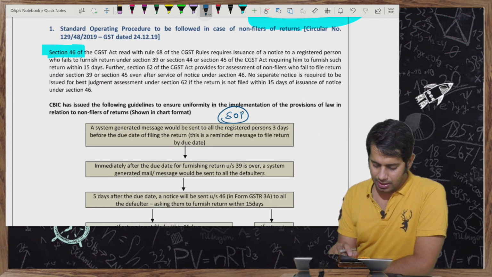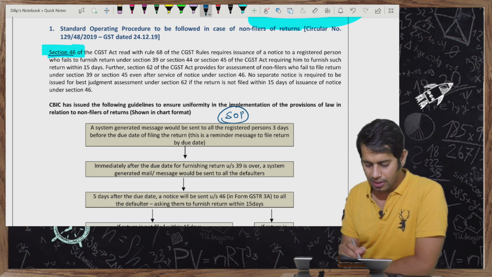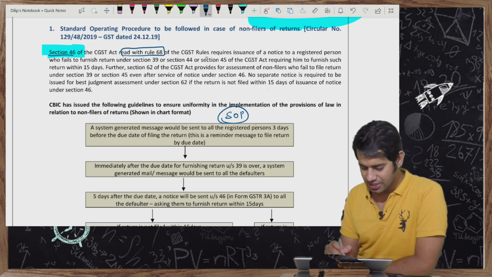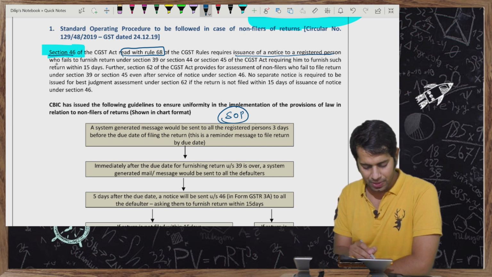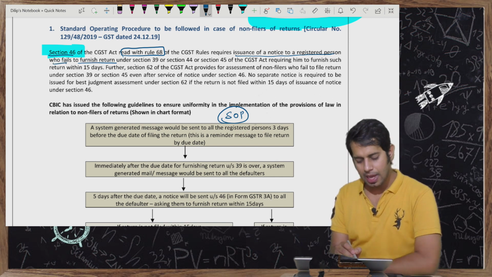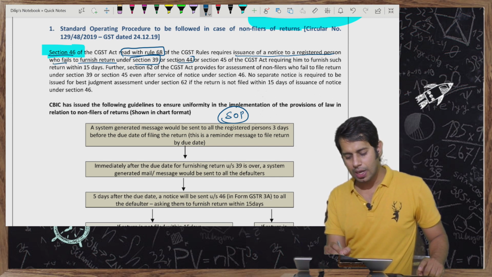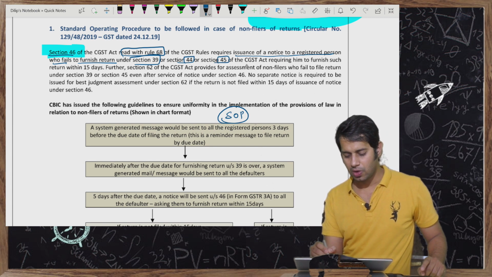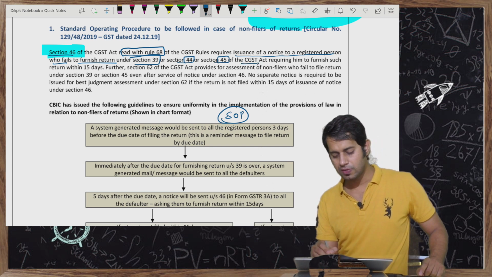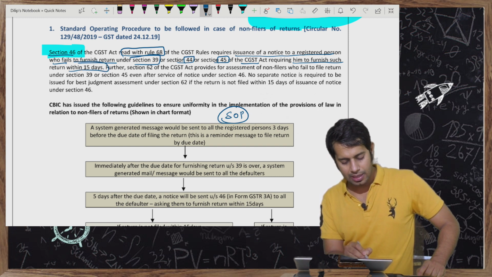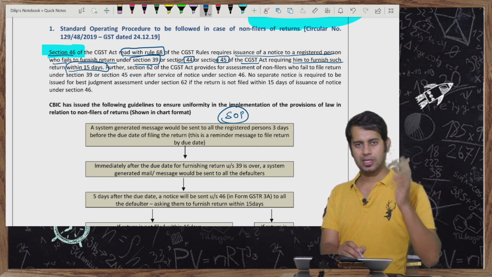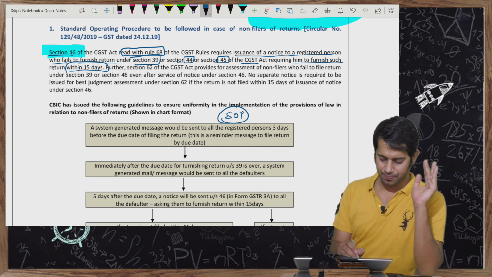Section 46 of CGST Act, read with Rule 68 of CGST Rules, requires issuance of notice to a registered person who fails to furnish the return under section 39 or section 44 or 45 of CGST Act, requiring him to furnish the return within 15 days. Further, within 15 days you should file the return. Who is telling? 46 is telling.